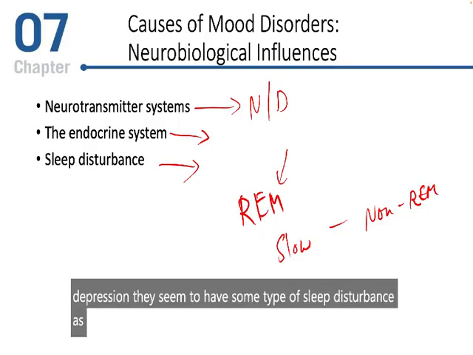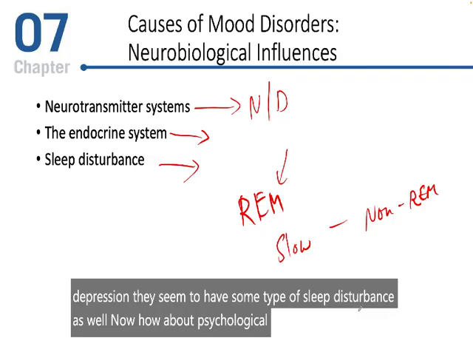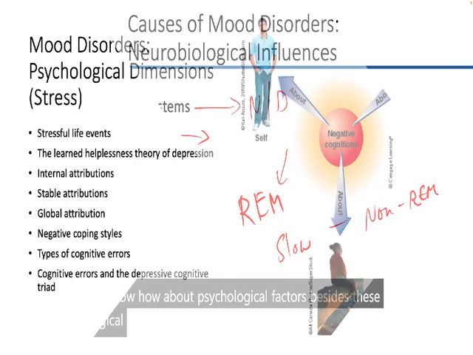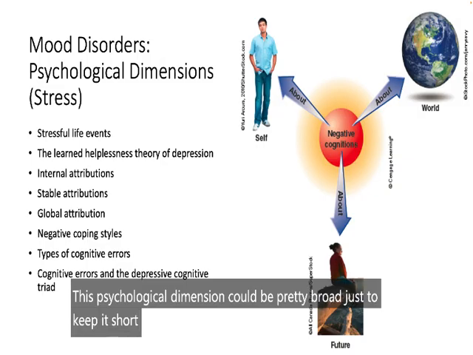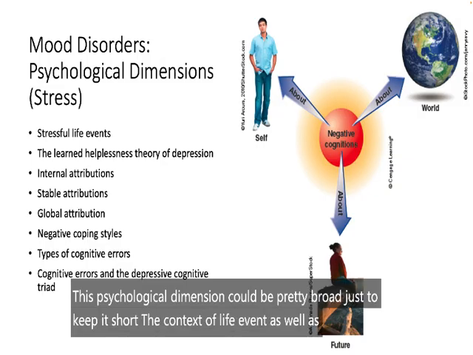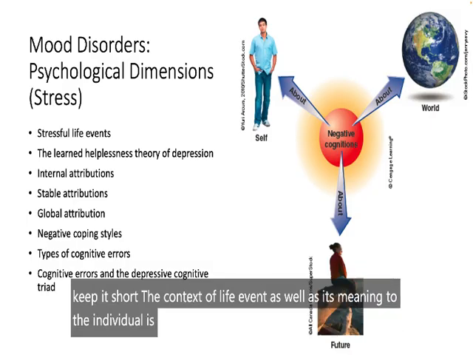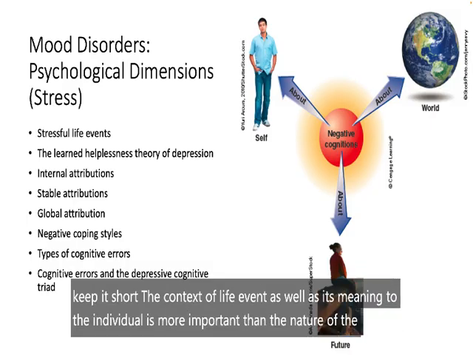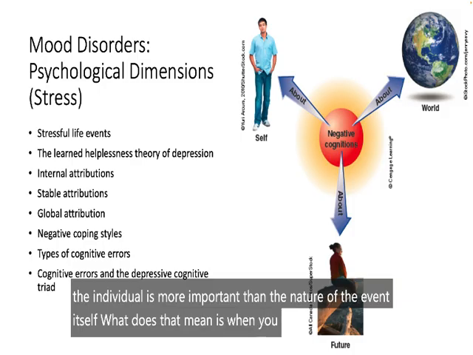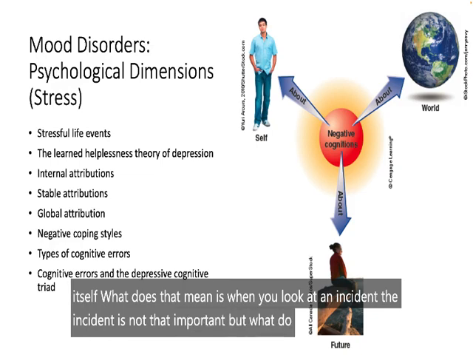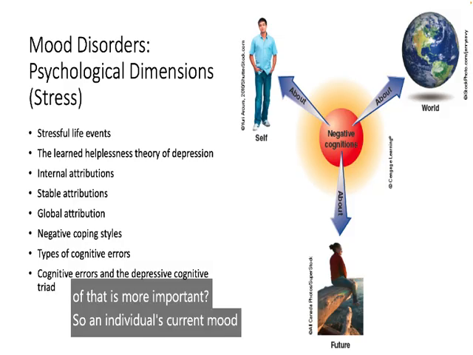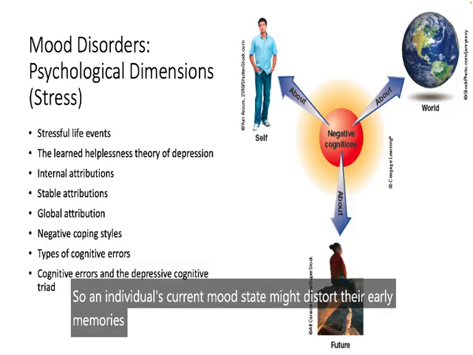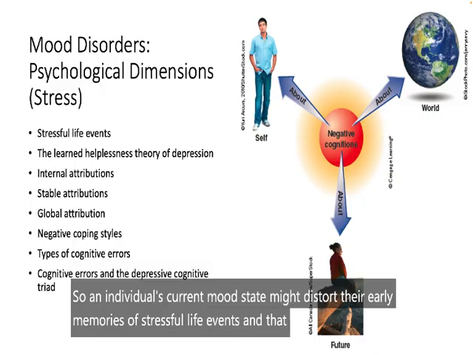Now, how about psychological factors besides these biological aspects? The biological dimension could be pretty broad. Just to keep it short, the context of a life event as well as its meaning to the individual is more important than the nature of the event itself. What does that mean? When you look at an incident, the incident is not that important, but what you make out of it is more important. So an individual's current mood state might distort their early memories of stressful life events, and that can precipitate depression.